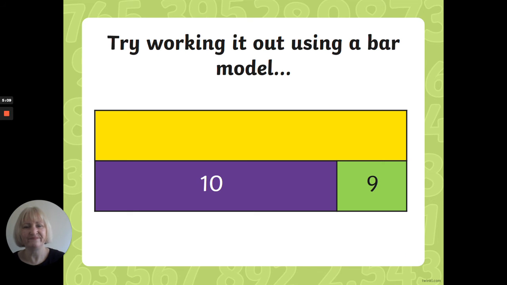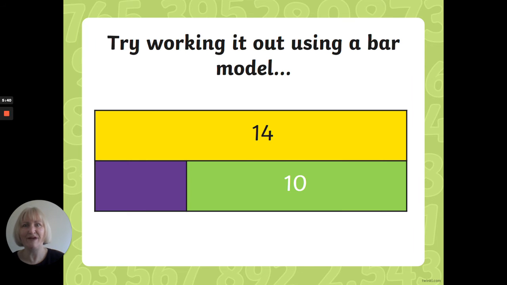Brilliant. We can do the same thing on our bar model. So now you can see the purple strip is 10. That's the big 10. And there's 9 ones. So if you had a 10 and 9 ones, if you put those together, you would have 19, wouldn't you? 10 and 9 is 19. How about this one? 10 and 2. 12, fantastic. How about this one?